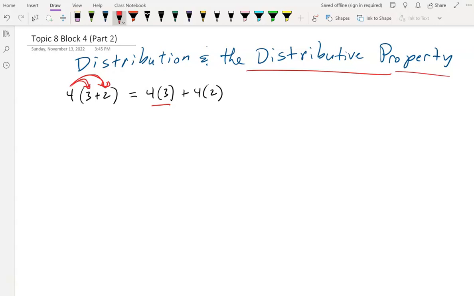That's the distributive property. If you want to talk about it in fancy math terms, if you have A outside the parentheses and B plus C inside the parentheses, that means we're going to multiply A times B and A times C, so that what we end up with is A times B plus A times C. That's just fancy algebra talk.